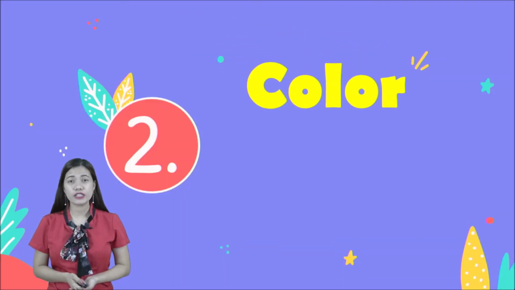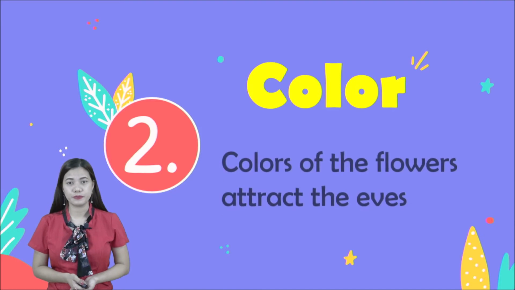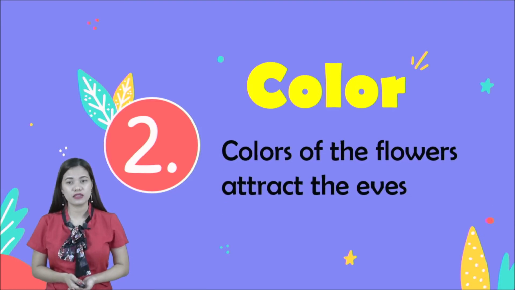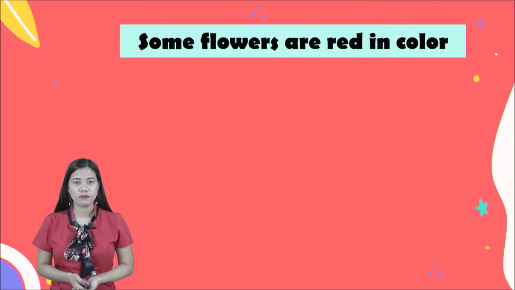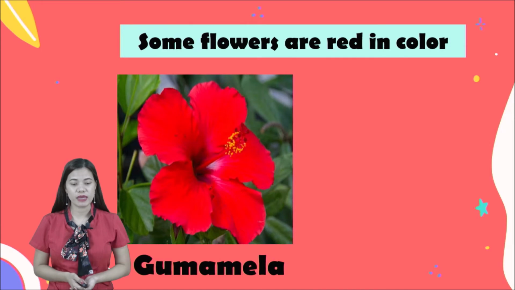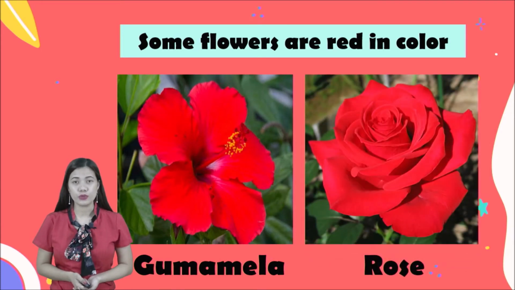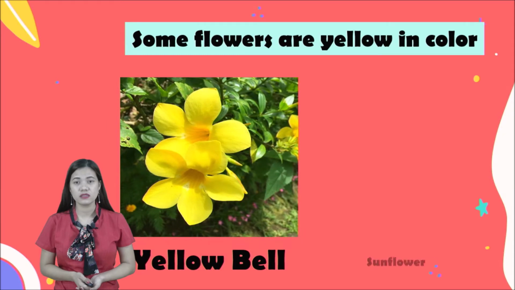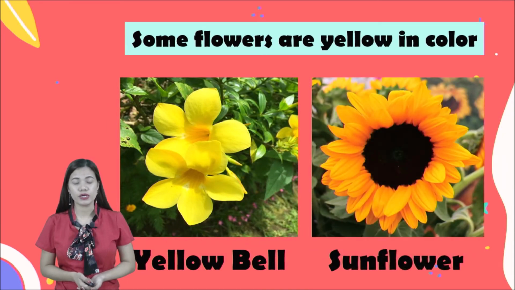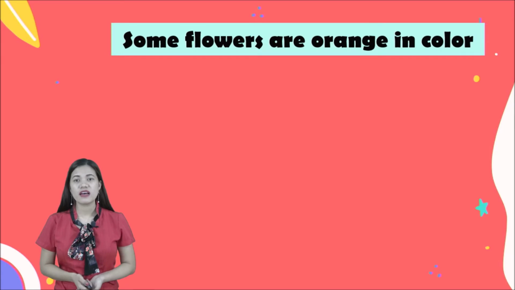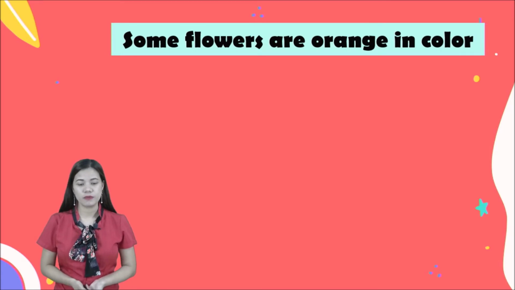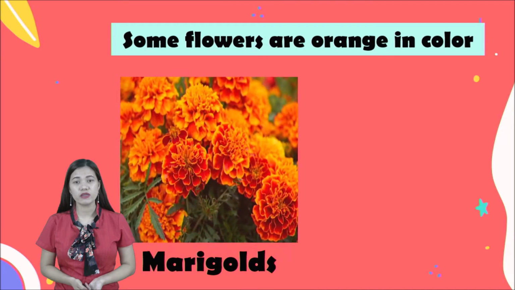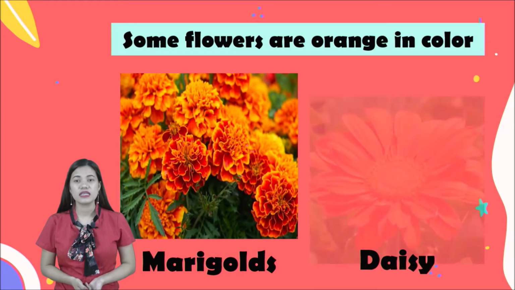And now let us learn how flowers differ in color. Colors of the flowers attract the bees. Some flowers are red in color. Examples of this are the gumamela and rose. Some flowers are yellow in color. Examples of this are the yellow bell and sunflower. Some flowers are orange in color. Examples of this are the marigolds and daisy.